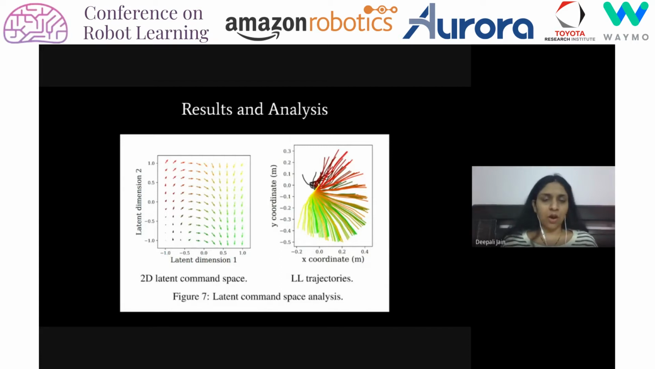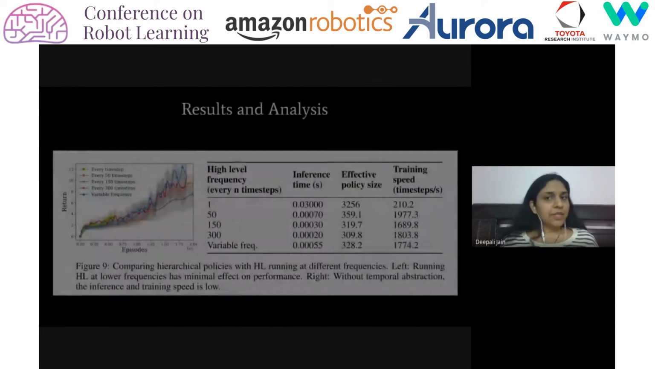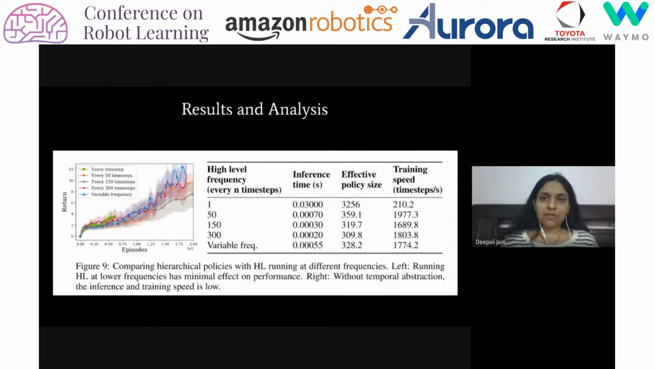To study the effect of temporal abstraction, we show the inference times for policies with the high level running at different frequencies. It is clearly inefficient to run the high level every time step, given that we can achieve optimal return about 100 times faster with the temporally abstracted policies.